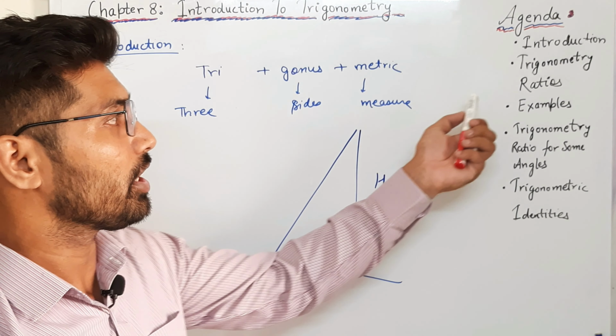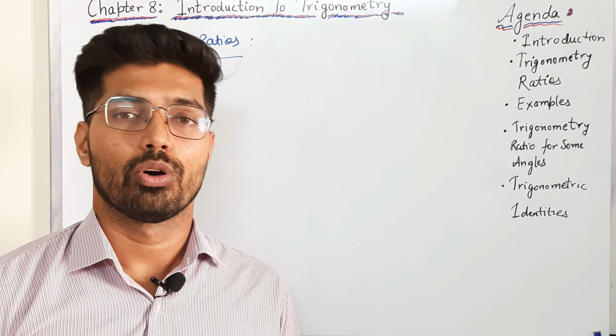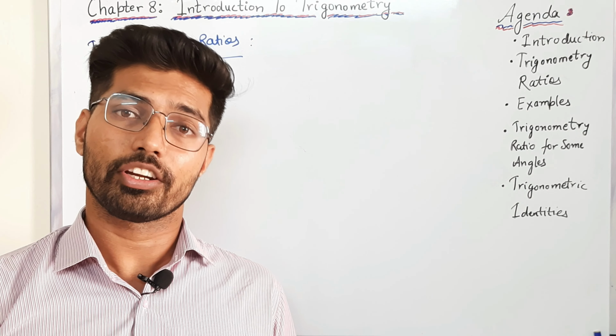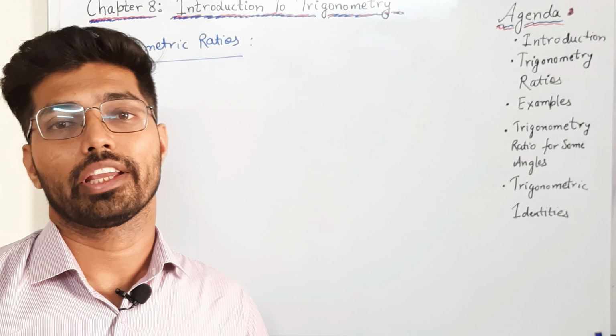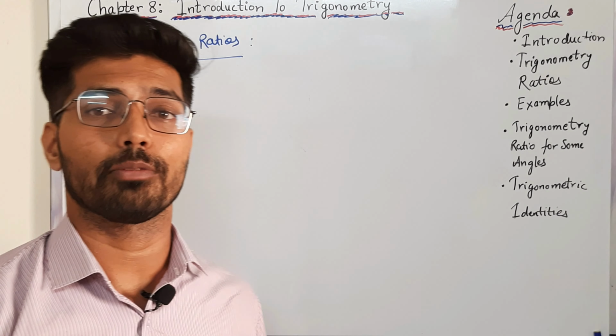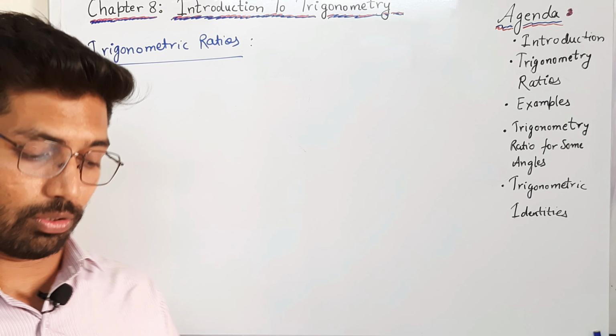Now come to the next topic, trigonometric ratios. A trigonometric ratio is the ratio of the sides with the corresponding angle. Before that, let's understand what the adjacent side and the opposite side are with respect to a particular angle. Let's draw.